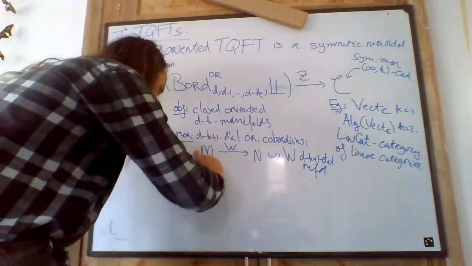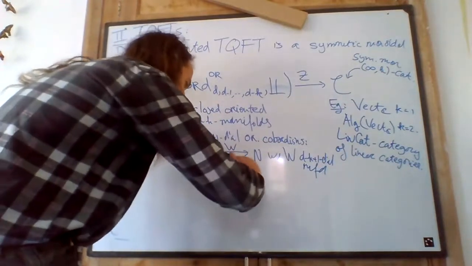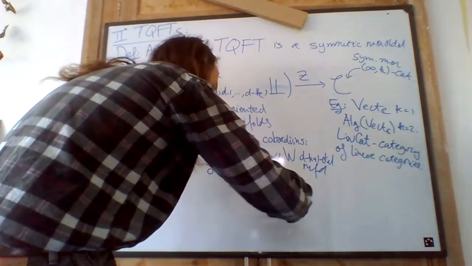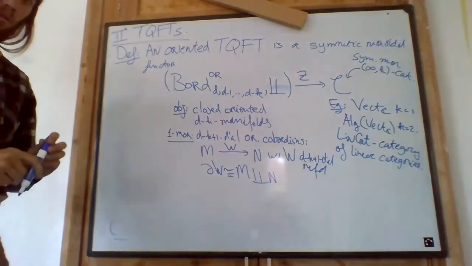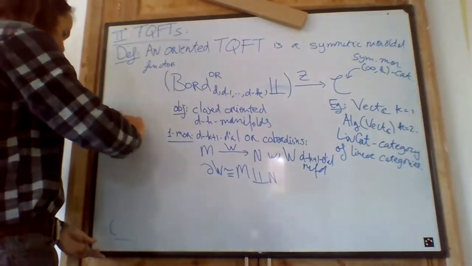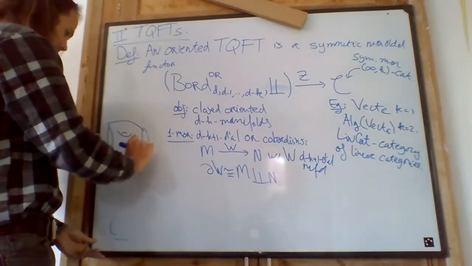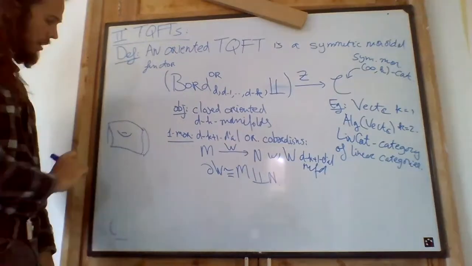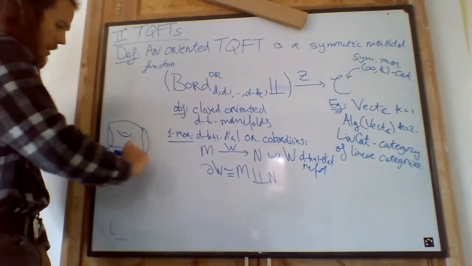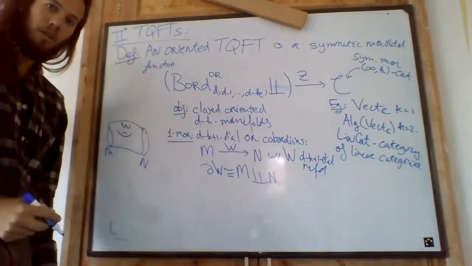and W has a boundary which is identified with the disjoint union of M and N. So I guess the picture is just this. So you have, for example, this. So you have M living on one boundary, N living as the other boundary, and then W is the thing sitting in the middle.